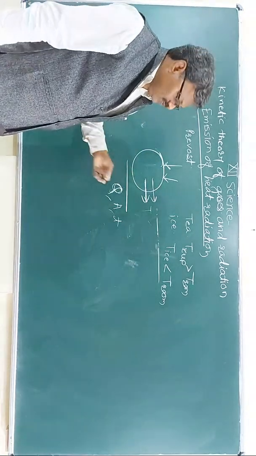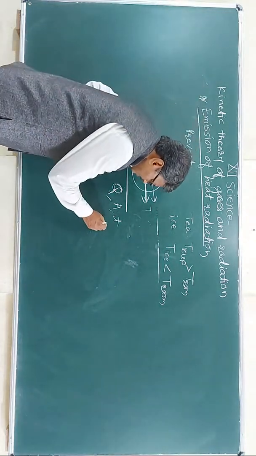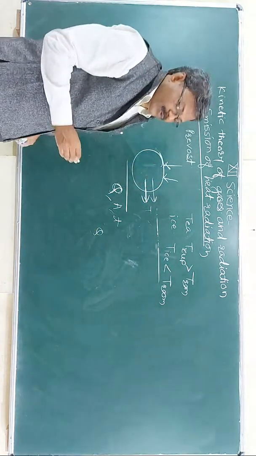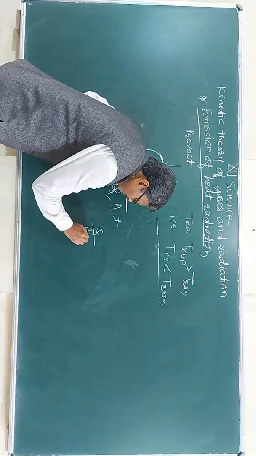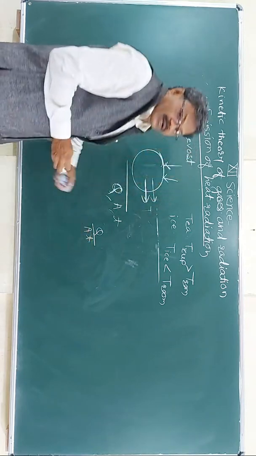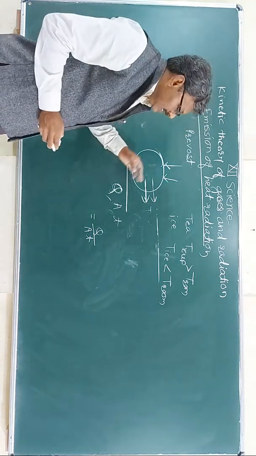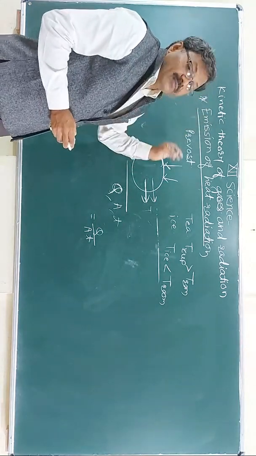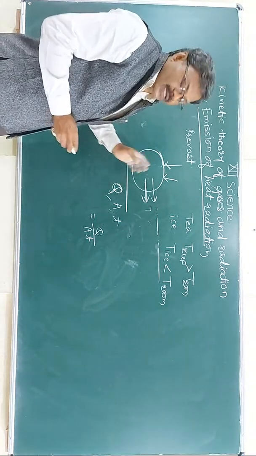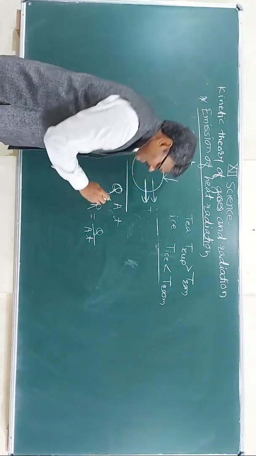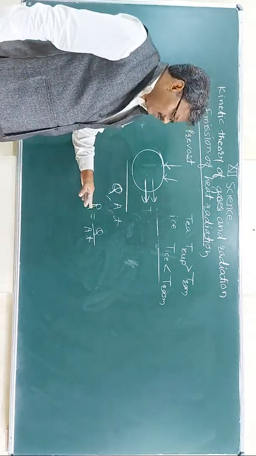Therefore, for convenience, we can say that the radiant heat emitted per unit time, per unit area, is called the emissive power or radiant power. It is represented by R.